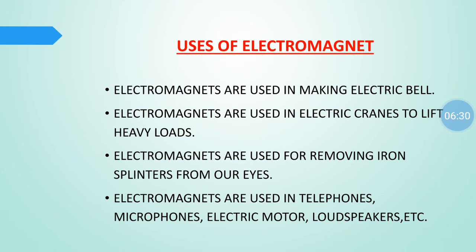What are the uses of electromagnets? Electromagnets are used in making an electric bell. Electromagnets are used in electric cranes to lift heavy loads. Electromagnets are also used by the eye specialist for removing the iron splinters from our eyes. Electromagnets are used in telephone receivers, microphones, electric motor, generator, loudspeaker, etc.